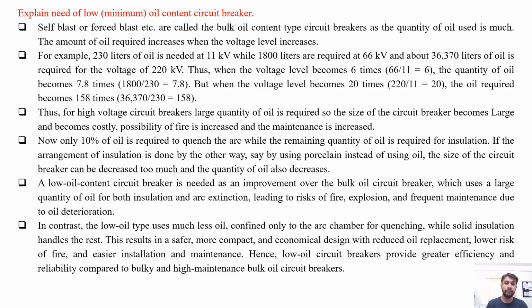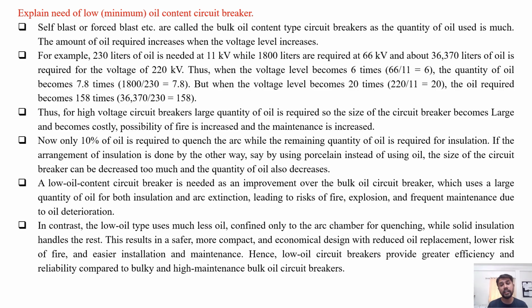Explain need of low oil content circuit breaker. Self-blast or forced blast etc. type, we call this type of breaker the bulk oil type circuit breaker, as the quantity of oil used is very much. The amount of oil required increases when the voltage level increases. For example, 230 liters of oil is needed at 11 kV, while 1800 liters are required at 66 kV, and about 36,370 liters of oil is required for a voltage of 220 kV transformers or circuit breakers.